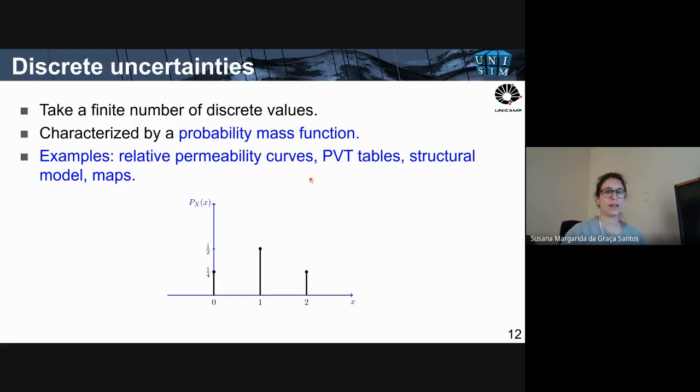I can treat a continuous uncertainty in a discrete way, okay? For example, to simplify my problem, if I'm talking about the water contact, I can take 3 or 4 or 5 possible levels, and it's much simpler to work with than a continuous range, okay?